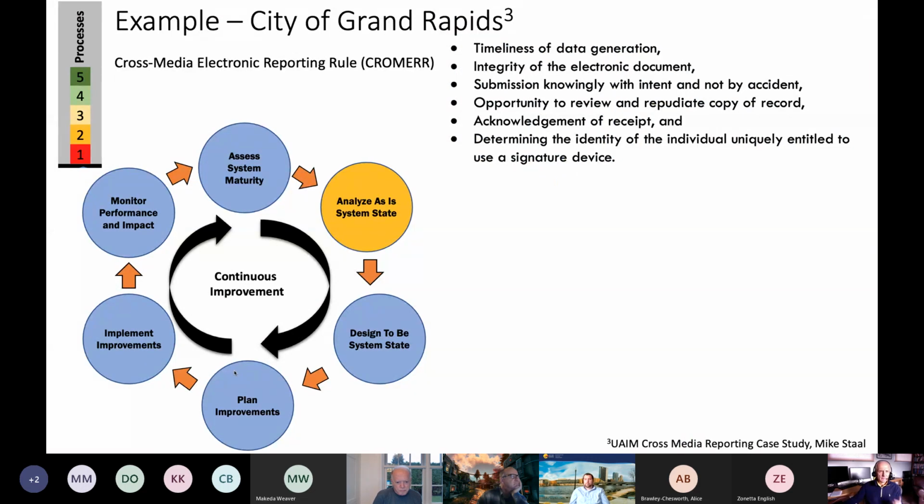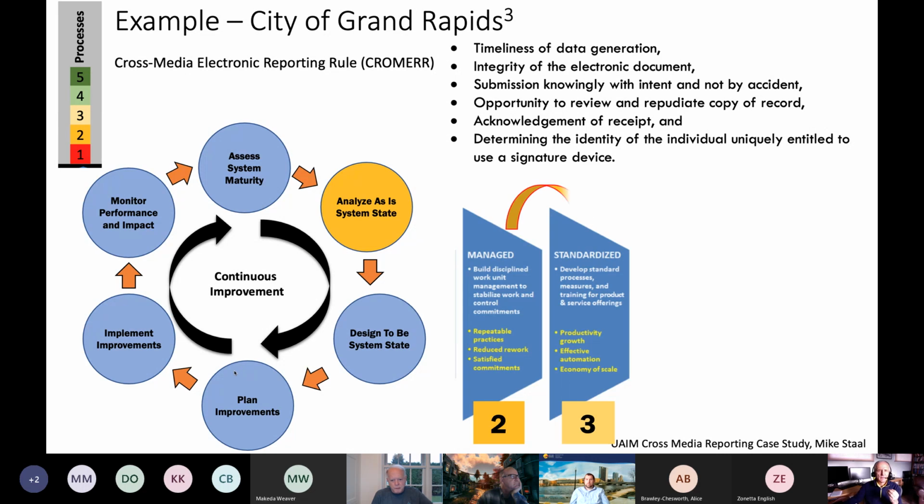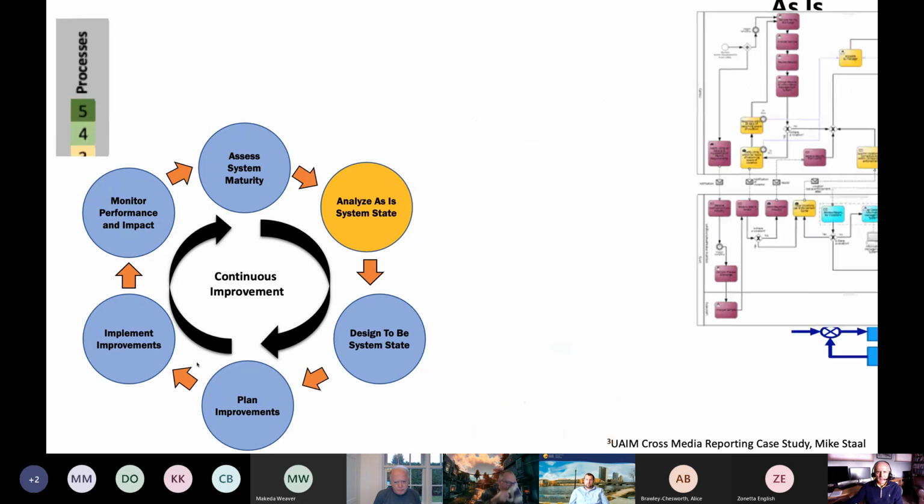So I'm going to use the example from Kansas, from Grand Rapids, and this is the process that they were modeling, and this is a little bit of a description of it. And just documenting this improved the maturity of their business process from level 2 to level 3.